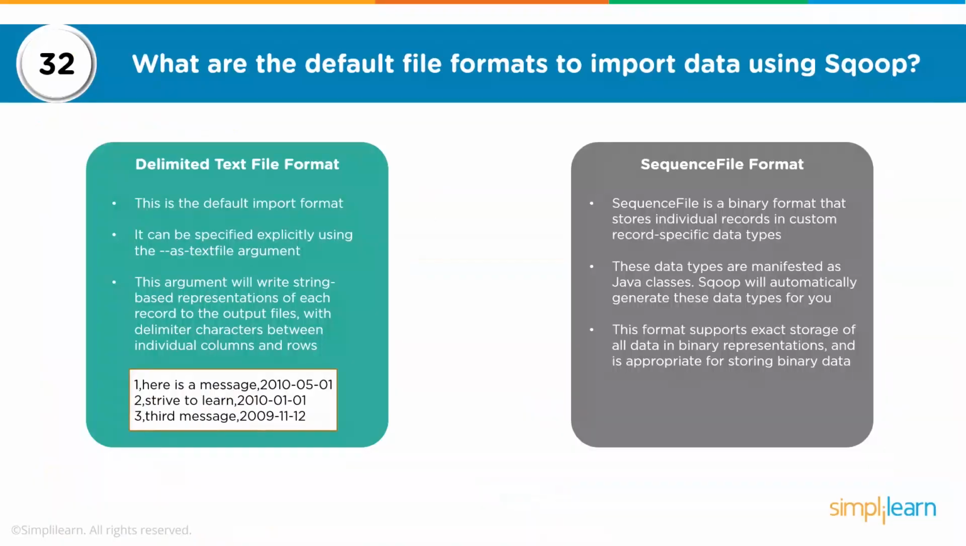Another format is the sequence file, which is a binary format that stores individual records in record-specific data types. These data types are manifested as Java classes, and Sqoop will automatically generate these data types for you. So Sqoop does that. When we talk about the sequence file format in terms of Sqoop, you could be extracting and storing all data in binary representation.